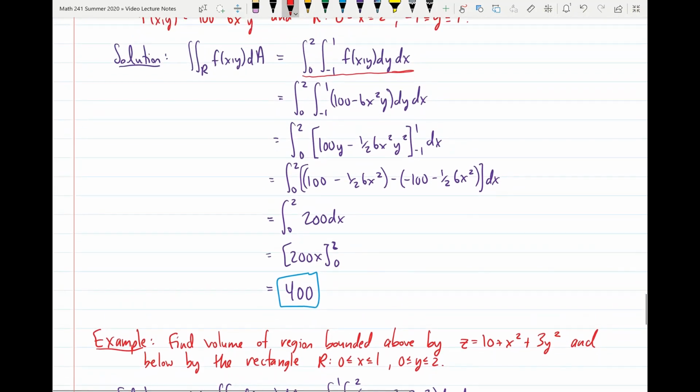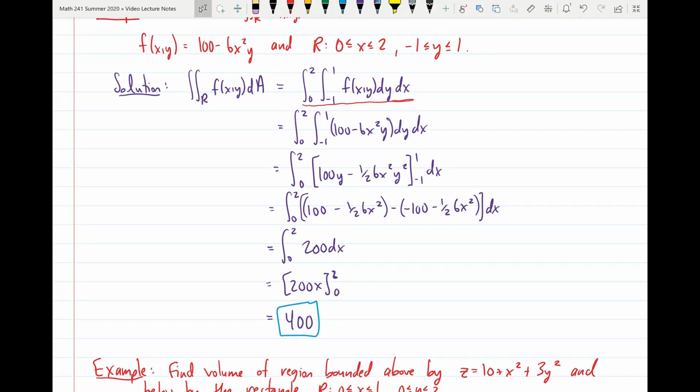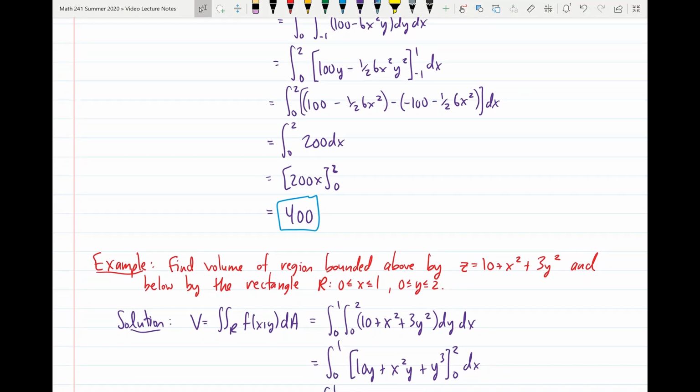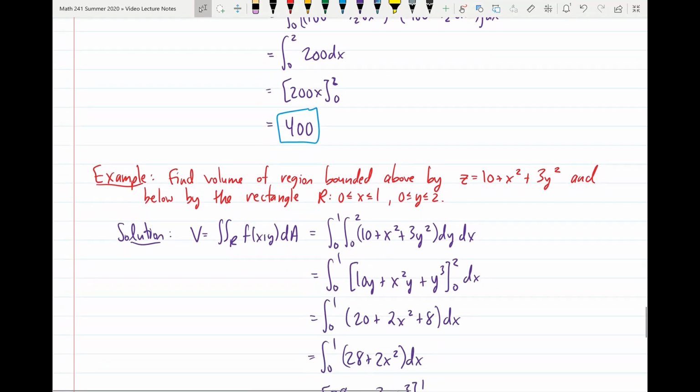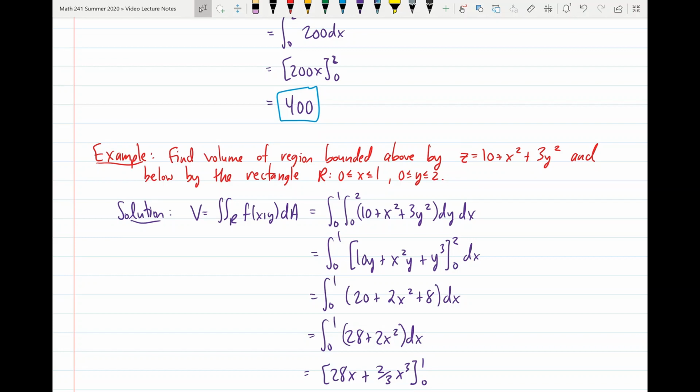And I didn't put it in here, but if you were to integrate in the opposite order, you would get the same answer. You'd also get 400. I think your book does it both ways. You can check out the other direction if you'd like to do that as well.